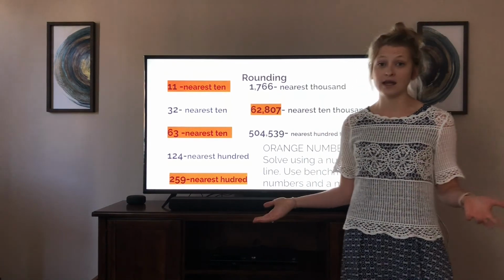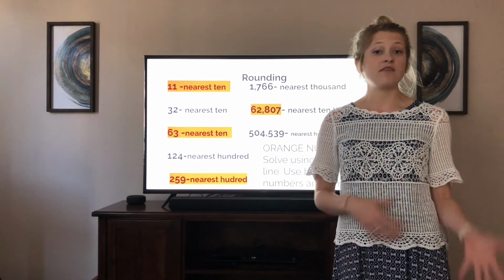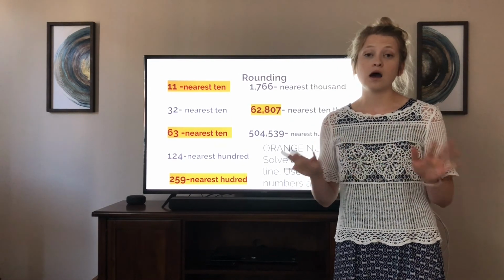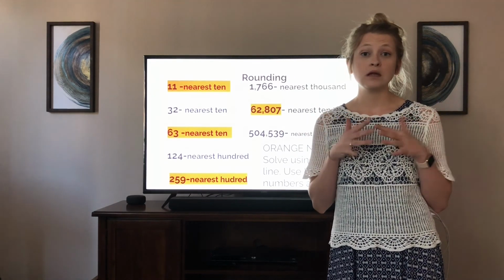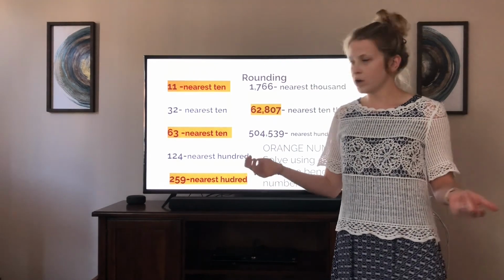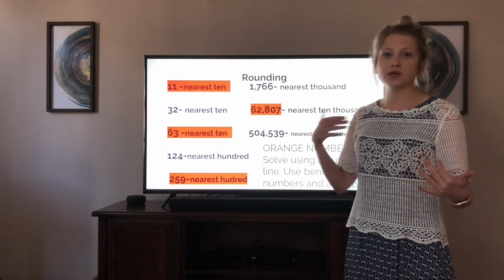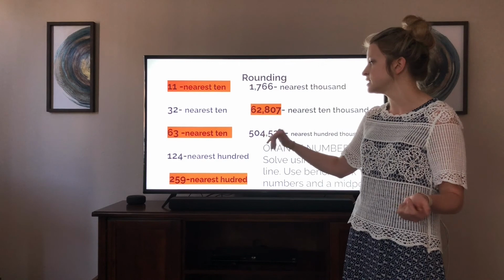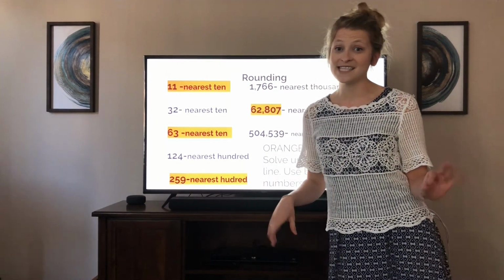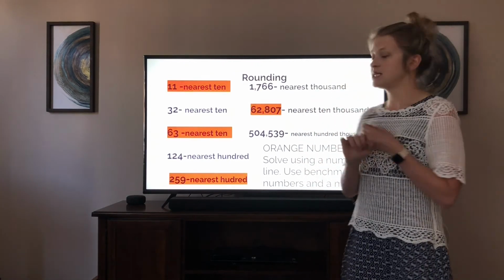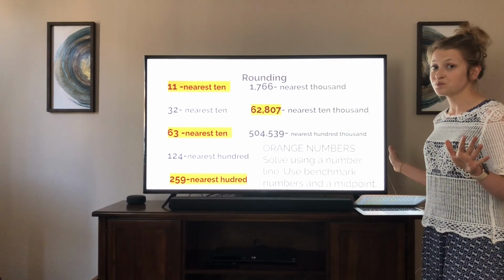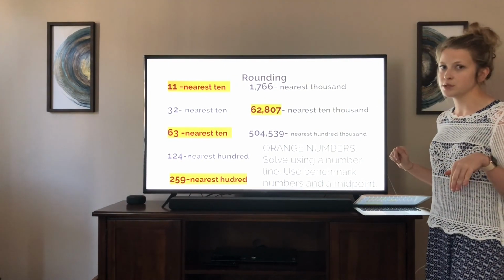The ones that aren't highlighted in orange, you can do them however you like. If you would like to visualize them on a number line, great. If you want to do the underline and circle process, awesome. If you can do it all in your brain, all by yourself, great. Go ahead and just make sure that you show your work. And I've told you what to round them to. So you've got some nearest tens, nearest hundreds, and then I decided to make it a little bit spicier at the end, and I did nearest 1,000, nearest 10,000, and then nearest 100,000. So go ahead and pause it here and make sure you get all these numbers written down.